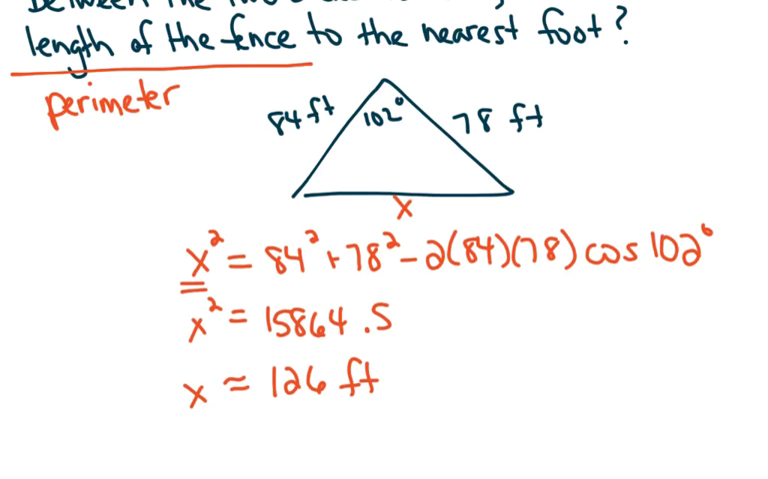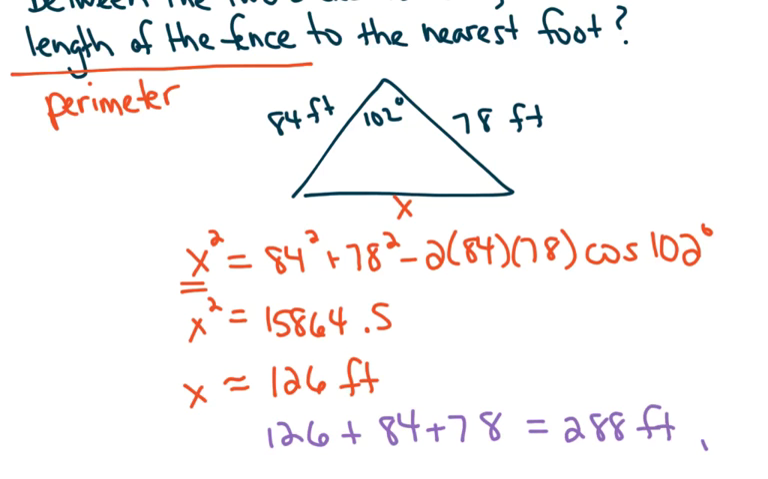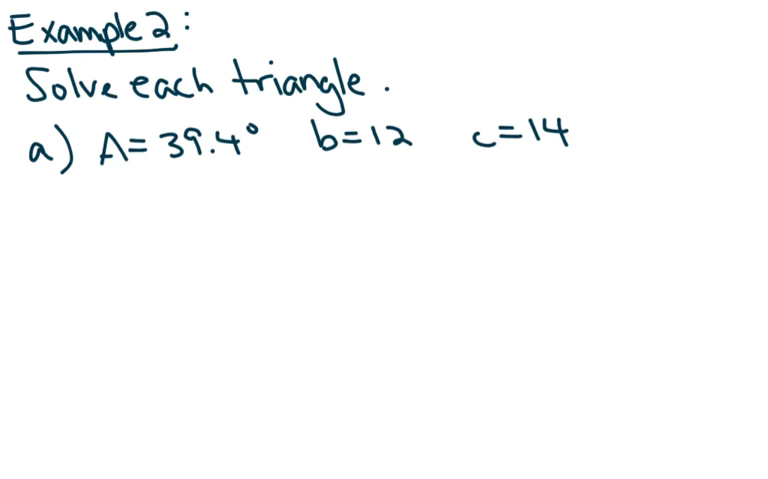But that's not the answer to our question, because our question was what's the length of the fence to the nearest foot? So last but not least, we're going to add 126 plus 84 plus 78, which is 288 feet of fencing needed for this triangular lot. The nice thing about the law of cosines is, unlike the law of sines, it doesn't have an ambiguous case. So the only time you have to worry about the ambiguous case is when you're dealing with the law of sines.